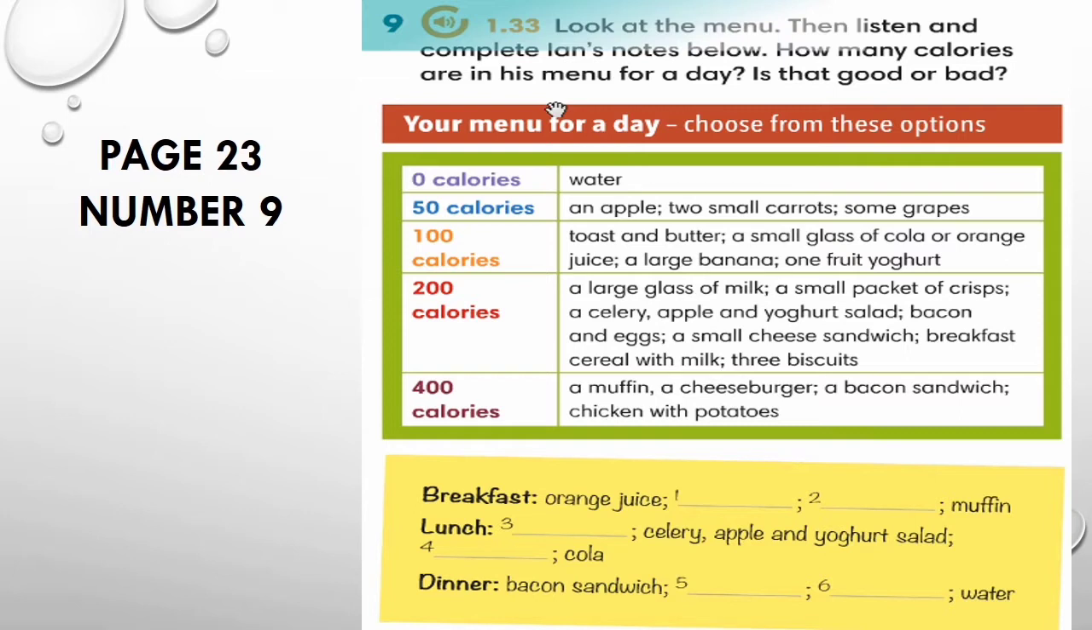Okay, have you finished filling in the breakfast, lunch and dinner? Yes, very good. Now here are the answers. For breakfast, he has orange juice, breakfast cereal with milk, a banana, and a muffin. For lunch, he has a cheeseburger, a celery, apple and yogurt salad, a small packet of crisps, and cola. And for dinner, he has a bacon sandwich, 3 biscuits, a fruit yogurt, and water. Good. Next.